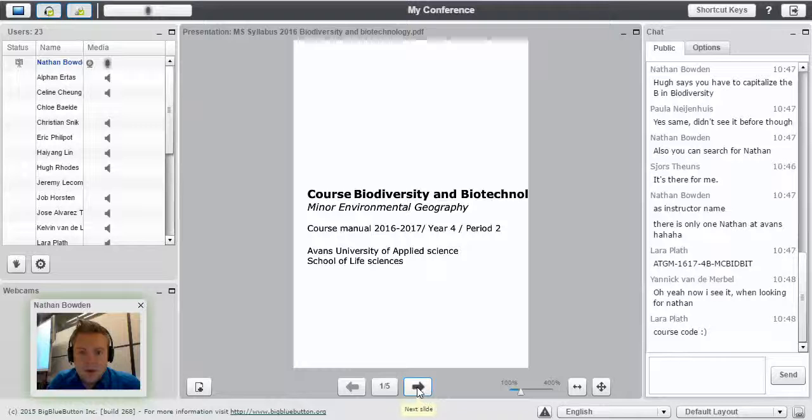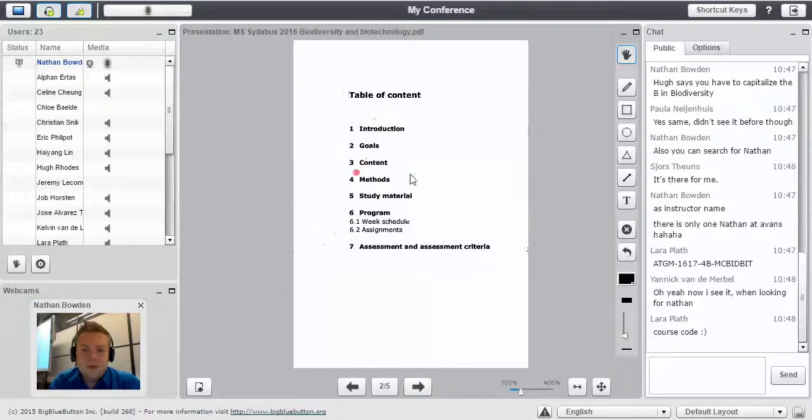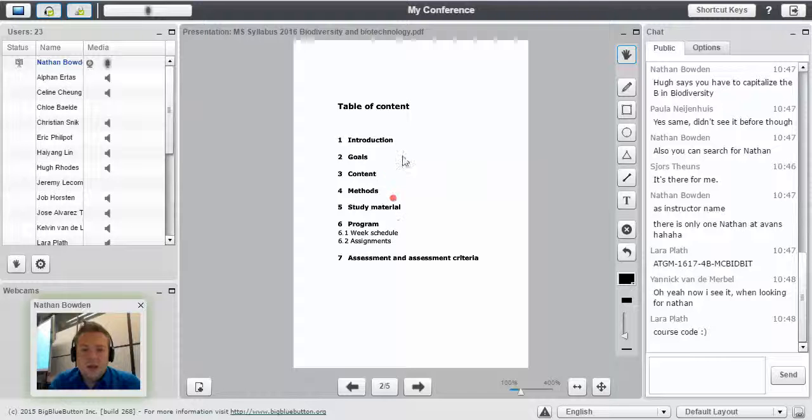So, the course is Biodiversity and Biotechnology of the Environmental Geography minor. This is the course manual for 2016-2017. You are mostly fourth-year students. There are a few exchange students and third-year students, but the second period, obviously, of Avans University of Applied Science. So, this is the table of contents: an introduction, what the goals are, content, methods, study material, program, and assessments and assessment criteria.